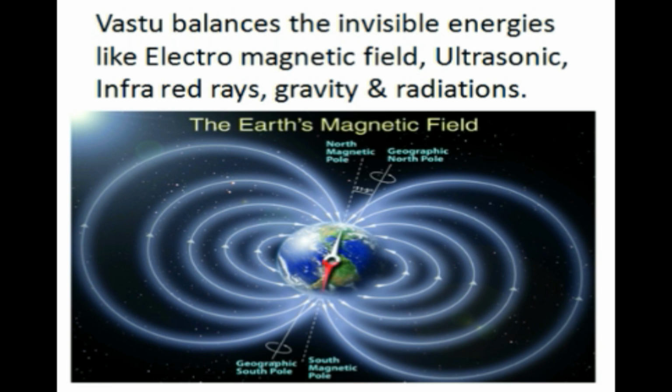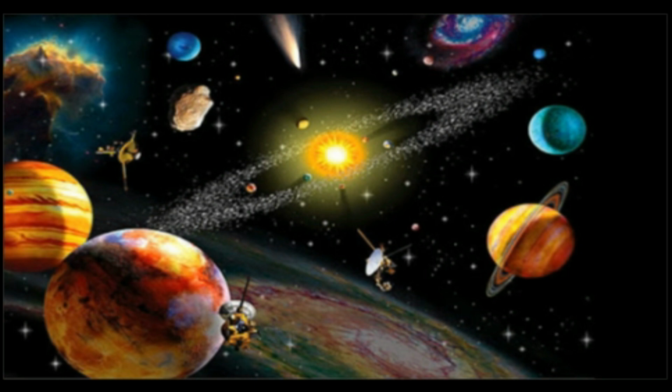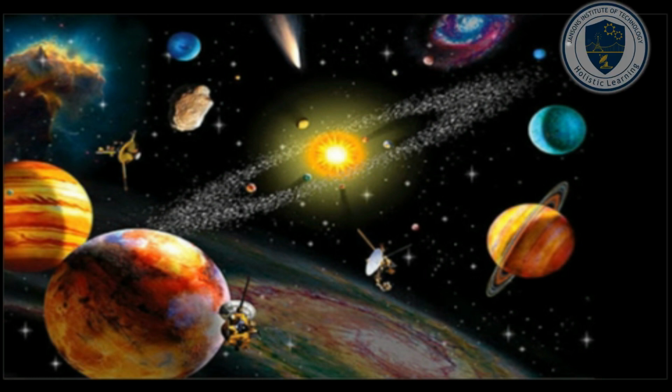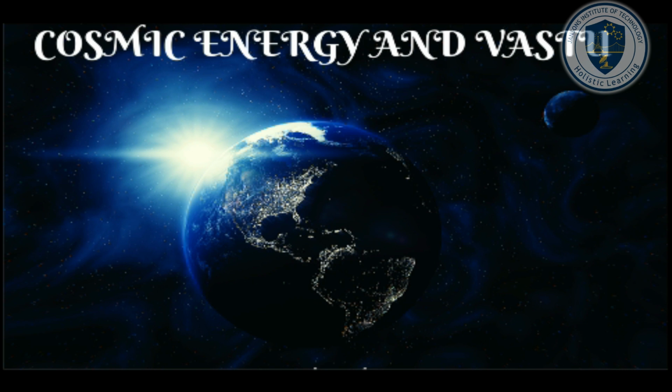The invisible energies like electromagnetic fields, ultrasonic and infrared rays, gravity and radiations will directly have an impact on the space we live, and Vastu balances all these energies for healthy and prosperous life. It is based upon various energies which are present in this atmosphere like sun energy, earth energy, magnetic energy, wind energy, light energy, thermal energy, and cosmic energy. Utilization of these types of energies in the construction gives the best positive result.